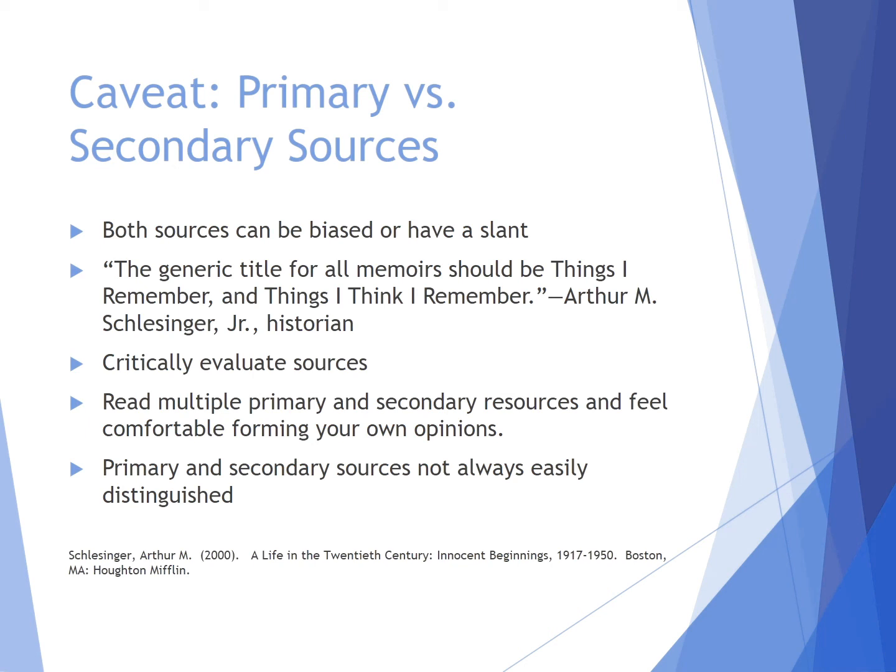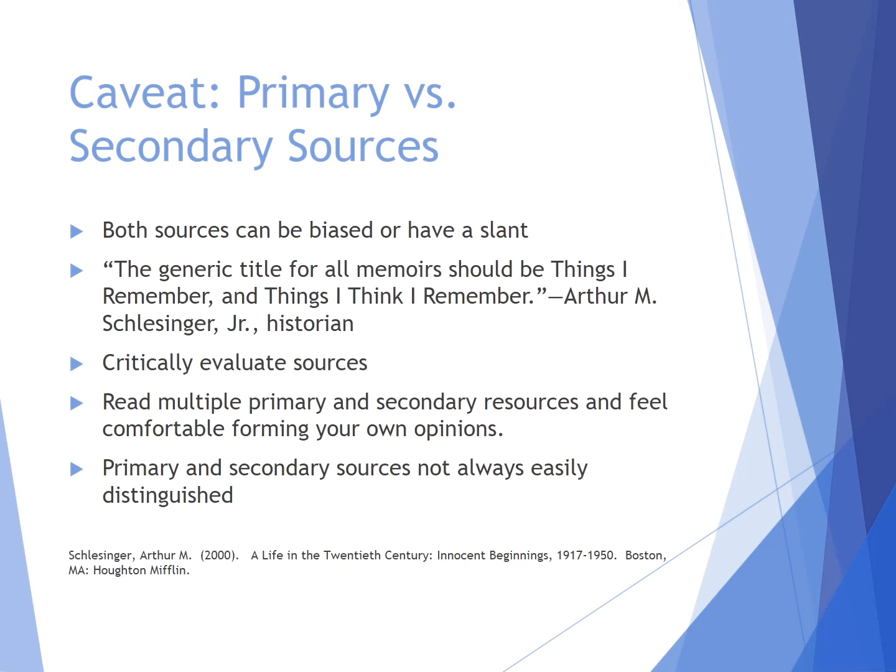Historian Arthur M. Schlesinger Jr. said, "The generic title for all memoirs should be Things I Remember and Things I Think I Remember." You should always critically evaluate both primary and secondary sources. Read multiple primary and secondary sources, and feel comfortable forming your own opinions about them.